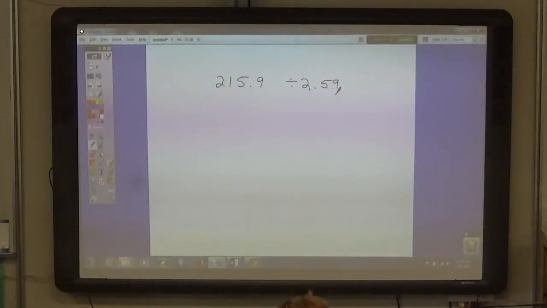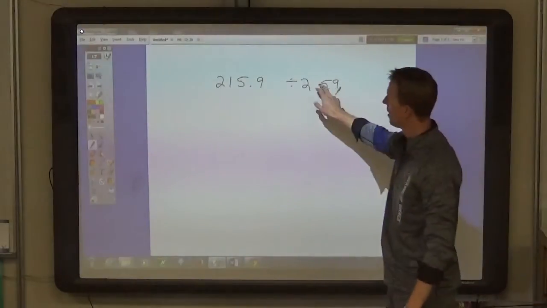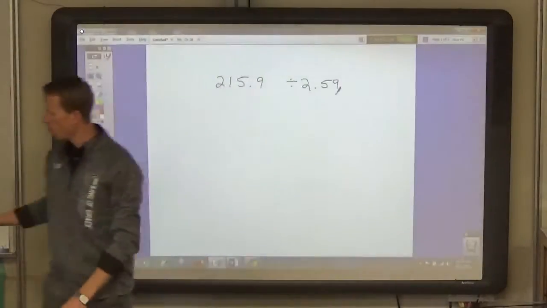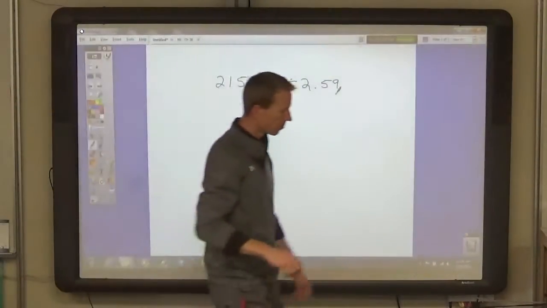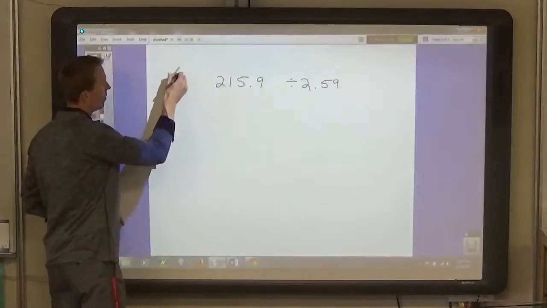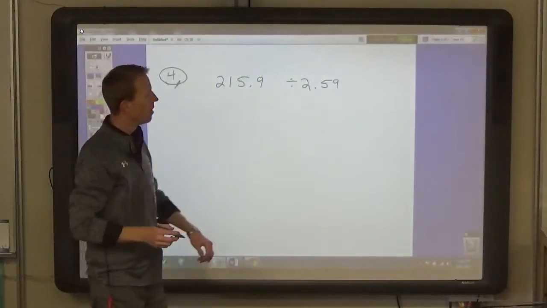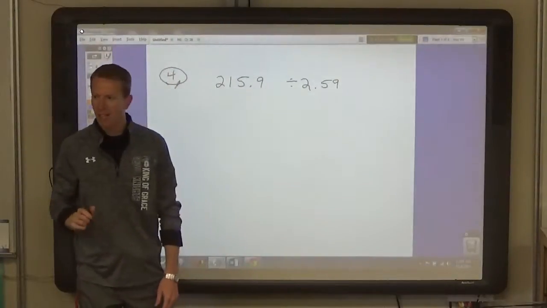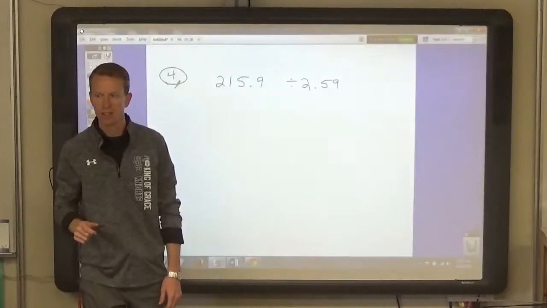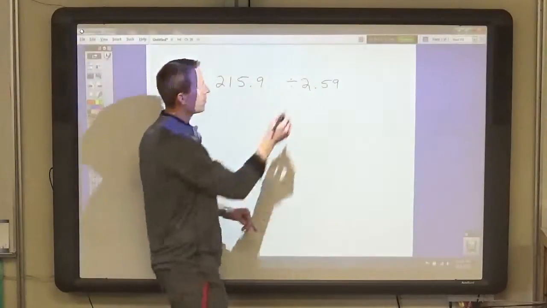Okay, sixth graders, we're going to look at some practice problems on dividing numbers that have a decimal point in both numbers. Okay? Like number 4 on this worksheet. This is the problem given in number 4. Right? Now, which number is the divisor? Roy? The second one. We have to start here.